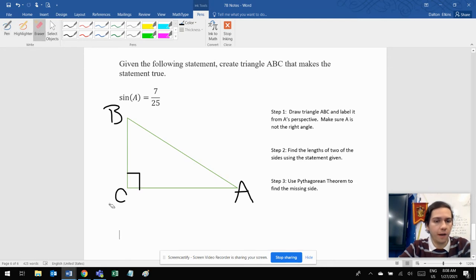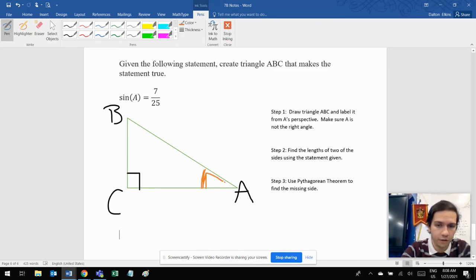When you are working with these types of problems, I would suggest that you just label the triangles exactly the same way that I do. Remember, when we label angles, we use capital letters, meaning uppercase. So A, B, C, big A, big B, big C. So now we want to label the triangle from angle A's perspective. So angle A is this angle right here. Go ahead and color it in.